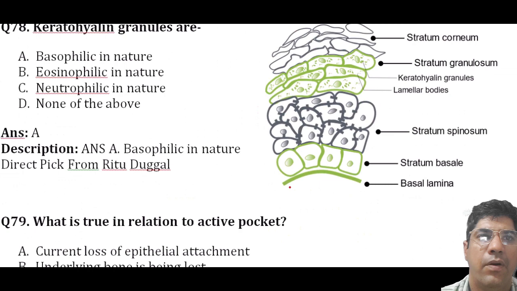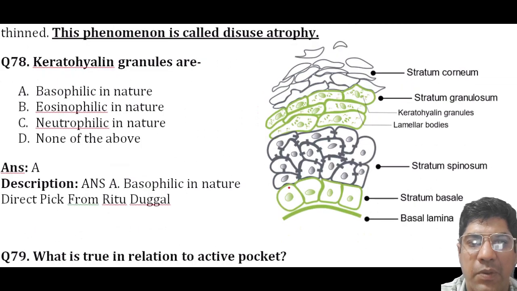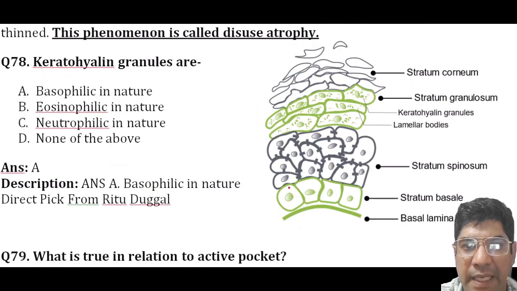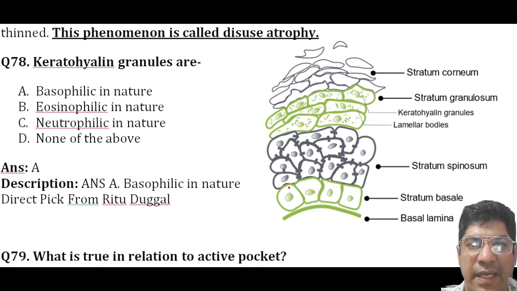The keratohyalin granules are basophilic in nature. So these are found in the granular layer of epidermis and are involved in formation of keratin. So they stain basophilic, they appear blue or purple when stained with the standard histological stains.